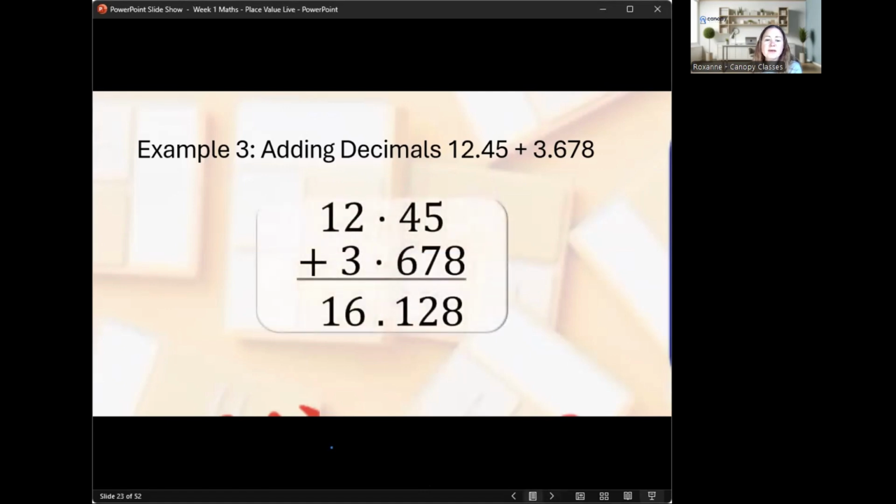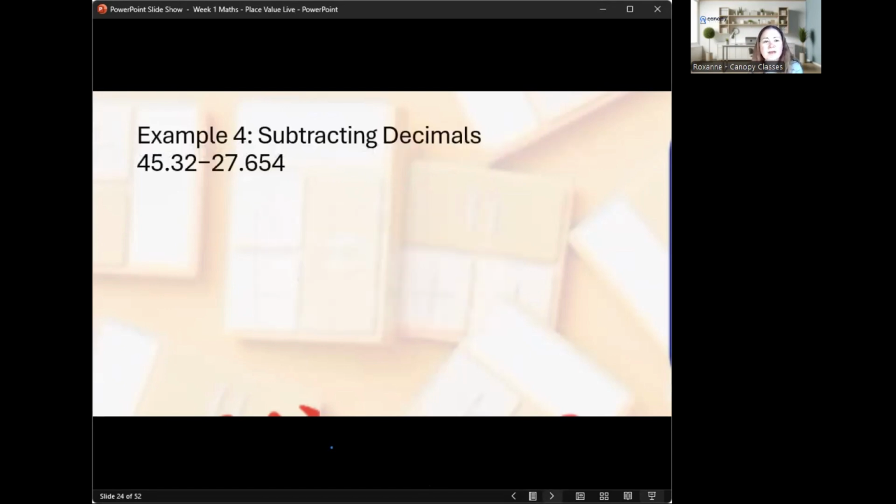Okay, so there you go. So again, thinking about your place value, when you're adding, try and keep everything in the column. So units above units, tenths above tenths, etc. Okay, and then we shouldn't have too much trouble.